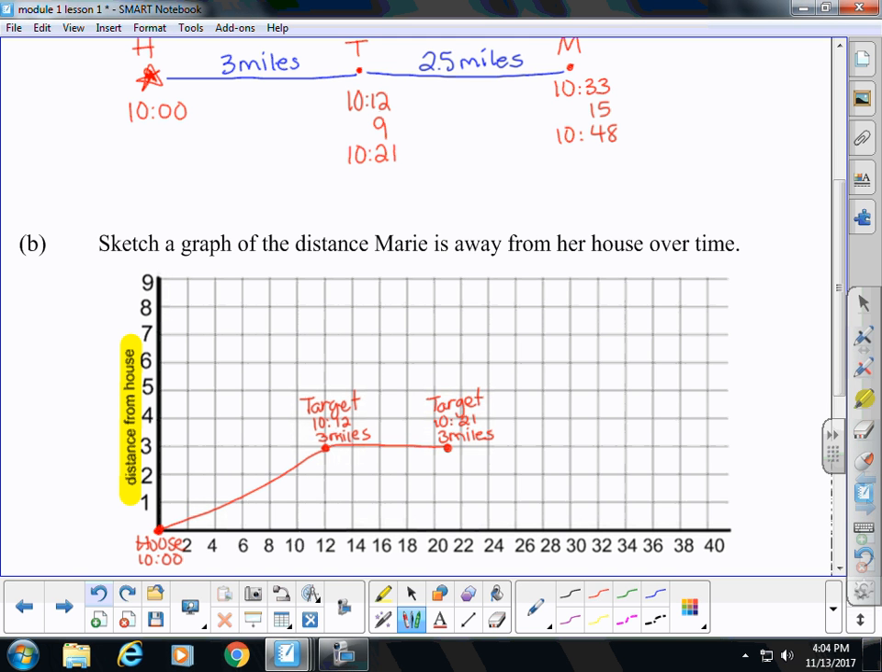Now she's going to leave Target and go to Macy's, which is 2.5 miles away. She's at 3 miles away from her house, and she's going to go 2.5 miles further away, for a total of 5.5 miles. That's the extra piece of information that wasn't in the story that I had to figure out so that I could continue with my graph. At 10:33, I'm going to go down to 33 on my graph. She's going to end up at Macy's, a total distance of 5.5 miles away from her house. So 33 is between 32 and 34, and I'm going to go up to 5.5.